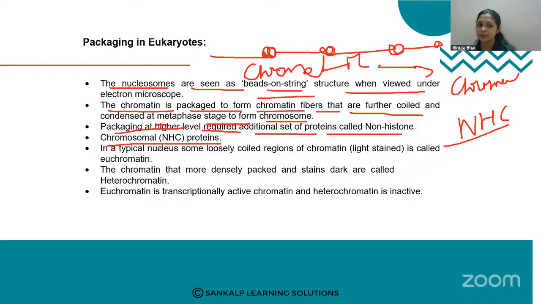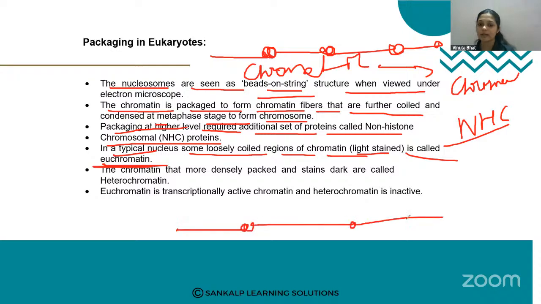In a typical nucleus, some loosely coiled regions of chromatin, which are lightly stained, are called euchromatin. Very important. If the chromatin is like this, lightly stained and loosely arranged regions, that is called the euchromatin. The chromatin that is more densely packed and stains dark is called heterochromatin. Euchromatin is transcriptionally active and heterochromatin is inactive.